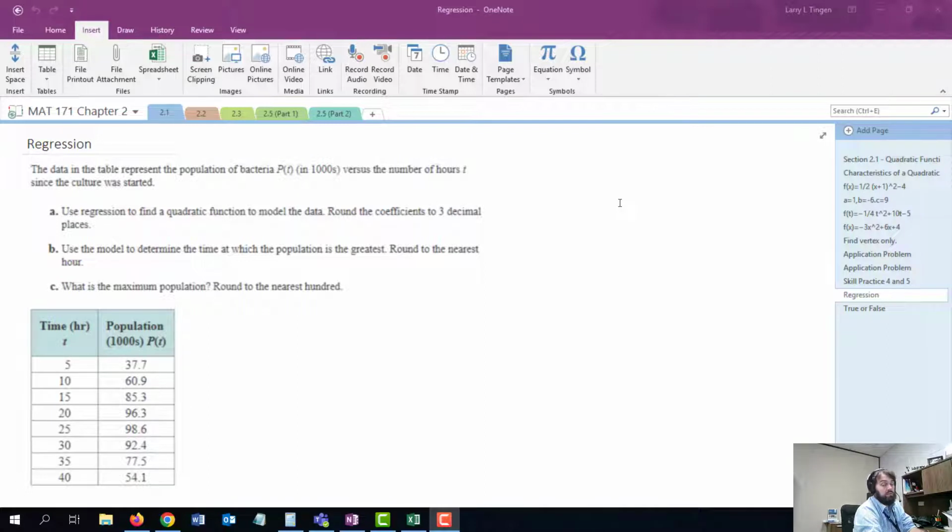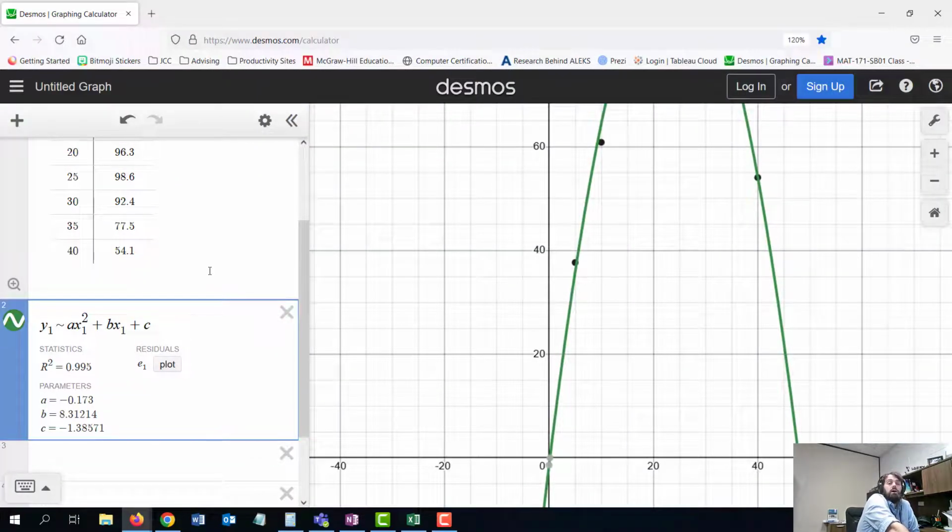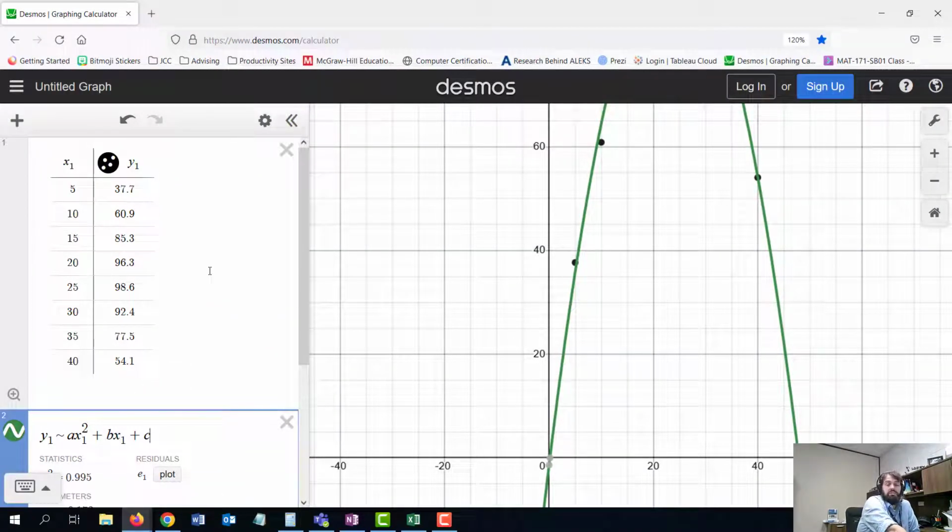All right, now we're on the penultimate page, next to last page, and we have regression, but it's not linear regression like you're used to. It's actually quadratic regression. So I have a table of values. It's representing a population of bacteria in the thousands versus the number of hours since the culture was started. So part A, use the regression to find a quadratic function to model the data, round the coefficients to 3 decimal places. All right, so the way I've done it is, again, using Desmos. You can use your calculator to do this as well, or any other technology you want.